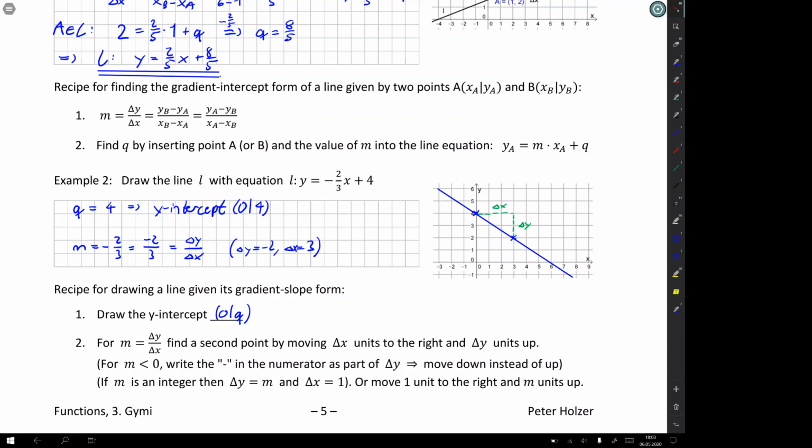Another way to use this gradient m, the minus 2/3, for example, would be instead of going 3 to the right and then 2 down, we could also just say we go 1 to the right and 2/3 down. Because we can look at this as being minus 2/3 divided by 1. So then the 1 is the delta x and the whole minus 2/3 is the delta y. Both are correct. Typically the way that we did it is better because otherwise you get the second point very close, and if you don't draw it precisely, your line might not look very nice.